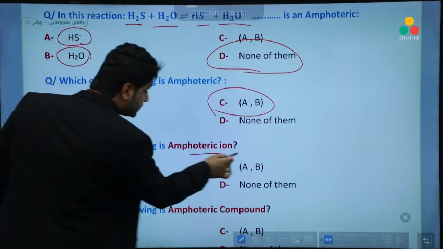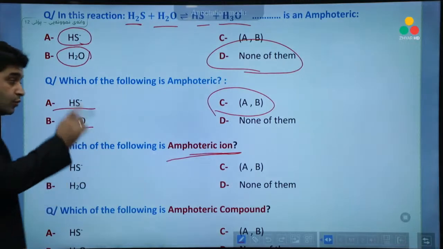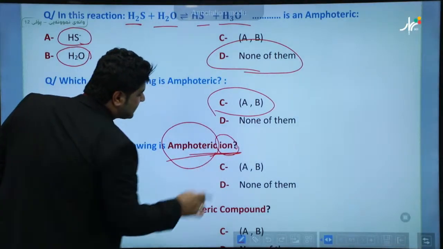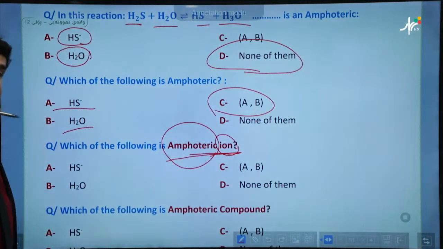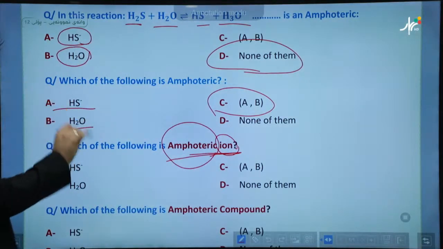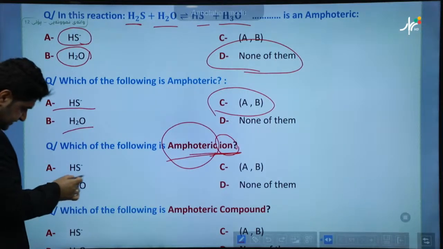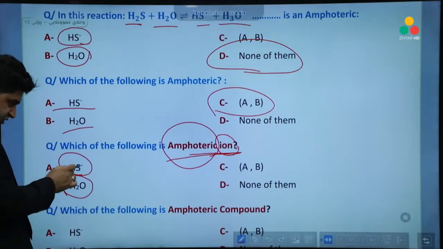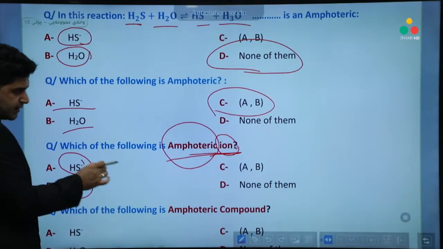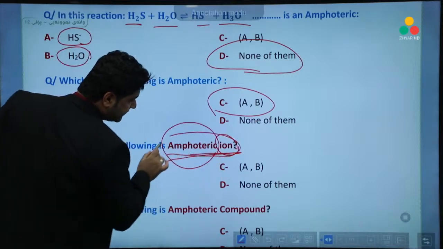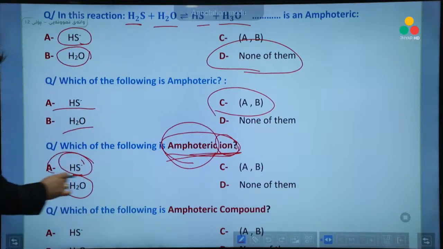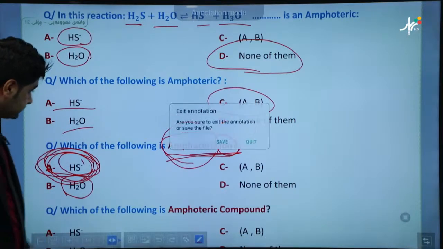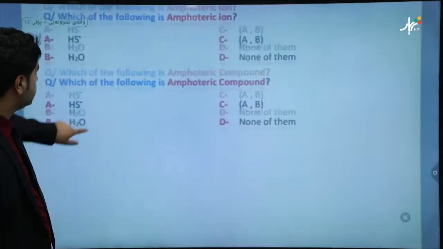Which of the following is an amphoteric ion? We should have amphoteric and it should be charged, because it's specified that it's an ion or compound. It's an ion. Look, HS- is amphoteric. H2O is amphoteric, but HS- is an ion, H2O is a compound. Which of them is an amphoteric ion? The right answer is HS-.